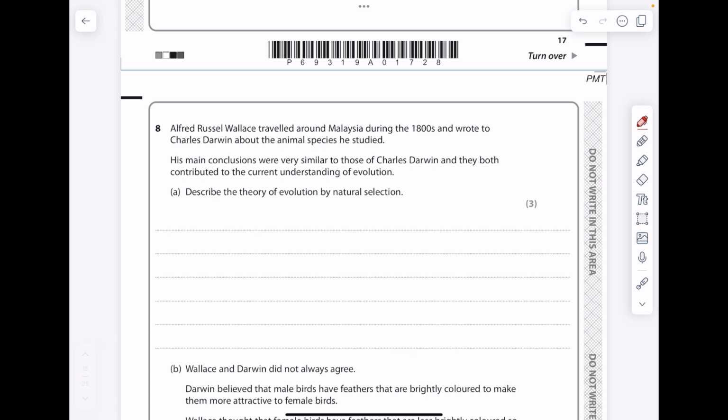Alfred Russel Wallace travelled around Malaysia during the 1800s and wrote to Charles Darwin about the animal species he studied. His main conclusions were very similar to those of Charles Darwin, and they both contributed to the current understanding of evolution. Describe the theory of evolution by natural selection.